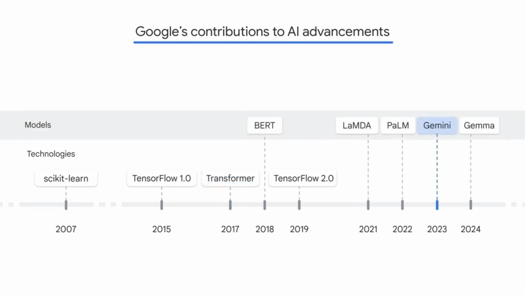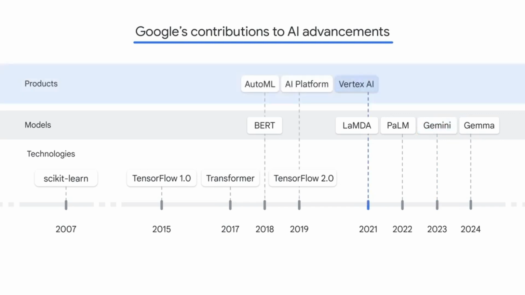From this, large language models evolved rapidly, including Bidirectional Encoder Representations from Transformers, BERT, in 2018, Language Model for Dialogue Applications, LaMDA, in 2021, Pathways Language Model, PaLM, in 2022, Gemini, the most recent cutting-edge GenAI model to process multimodal data, released at the end of 2023, and Gemma, an open model released at the beginning of 2024.